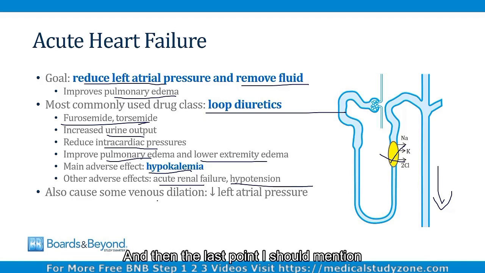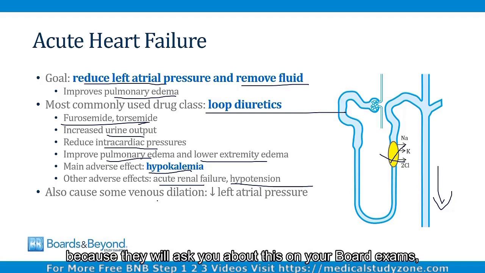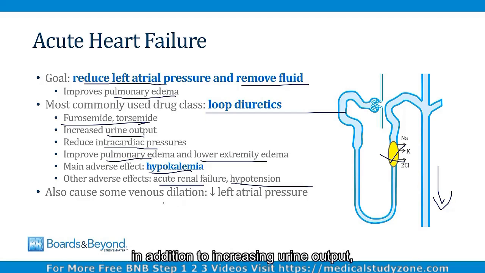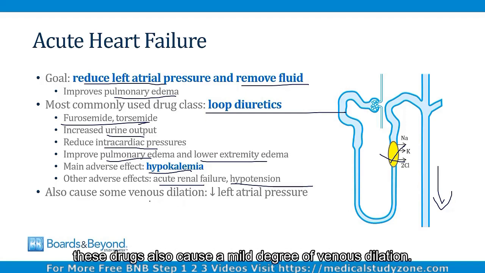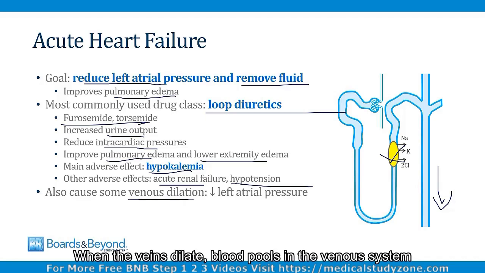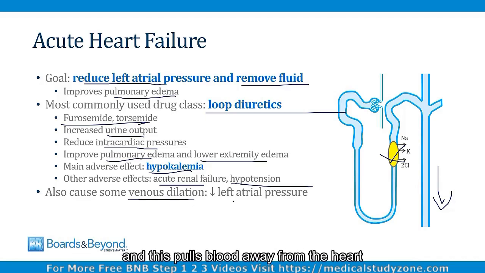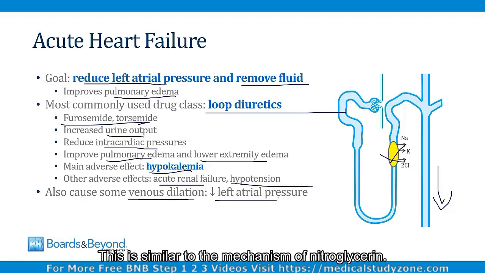And then a last point I should mention, because they will ask you about this on your board exams, in addition to increasing urine output, these drugs also cause a mild degree of venous dilation. When the veins dilate, blood pools in the venous system, and this pulls blood away from the heart and lowers the left atrial pressure. This is similar to the mechanism of nitroglycerin.